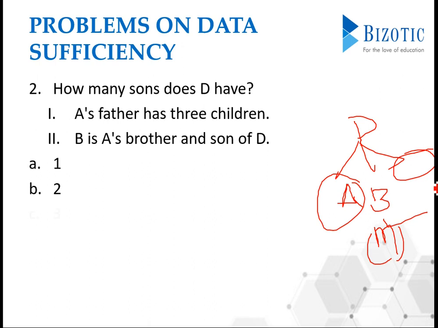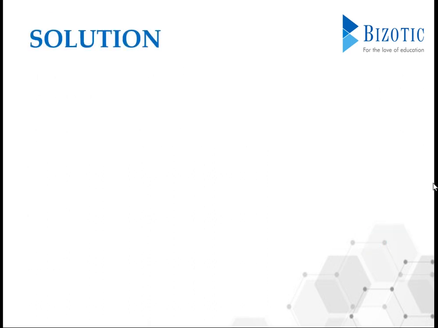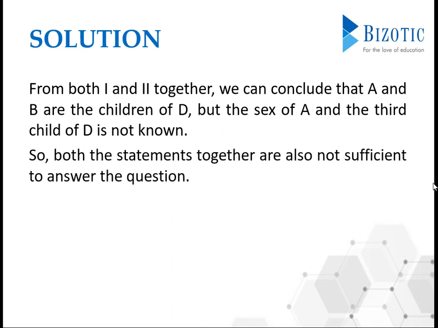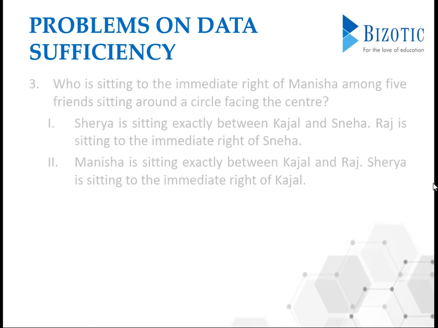So in that case, we have to choose the right answer option. Let me explain that in the solution. From both 1 and 2 together, we can conclude that A and B are the children of D. Yes, rightly said. But the sex of A and the third child of D is not known. So definitely from both the statements together, we are not able to get a sufficient answer. So option 5, both of the statements are not sufficient to get the required answer. That's it. So this is how you make your choices in data sufficiency. So now let's move on to the next question.